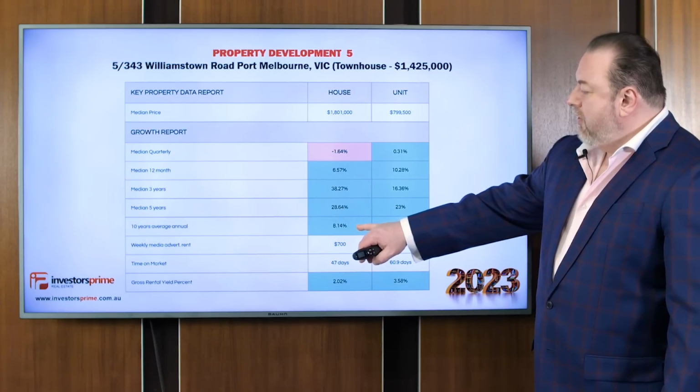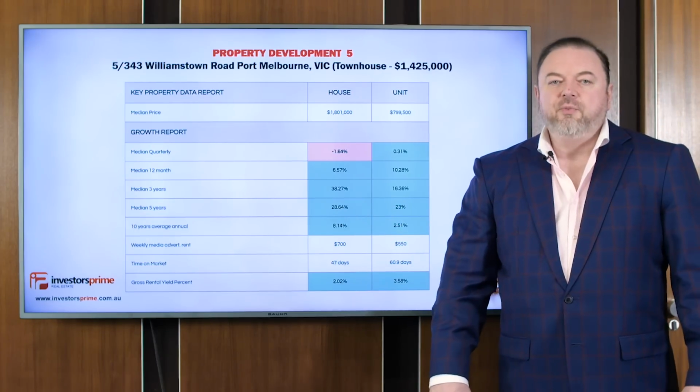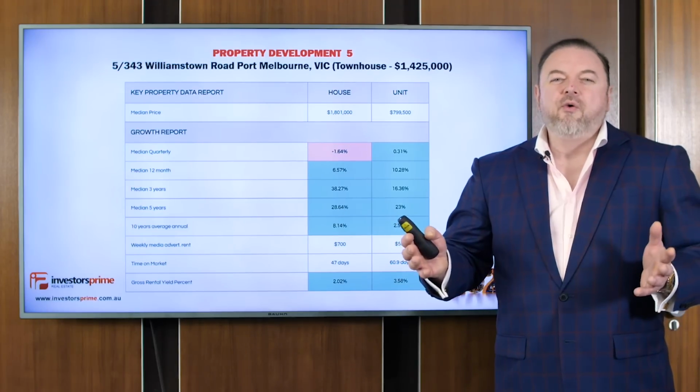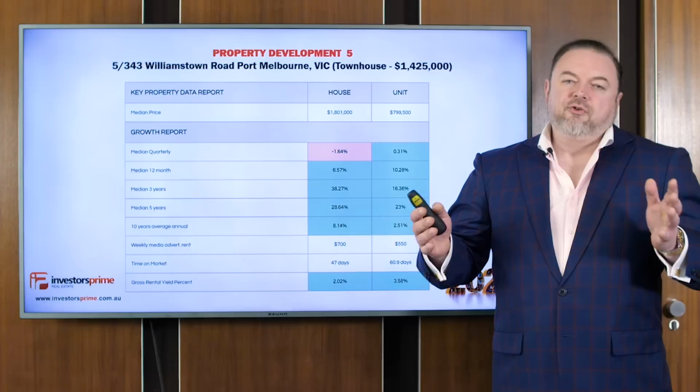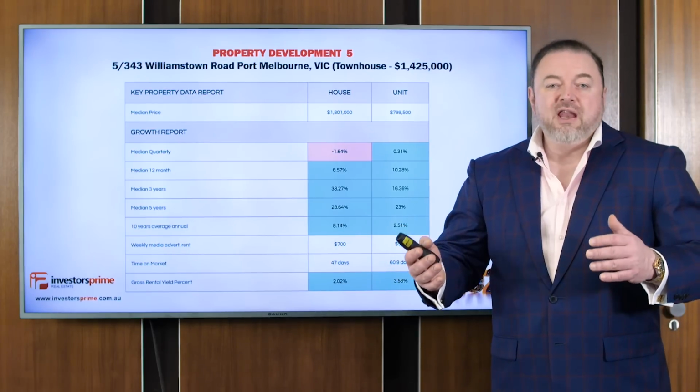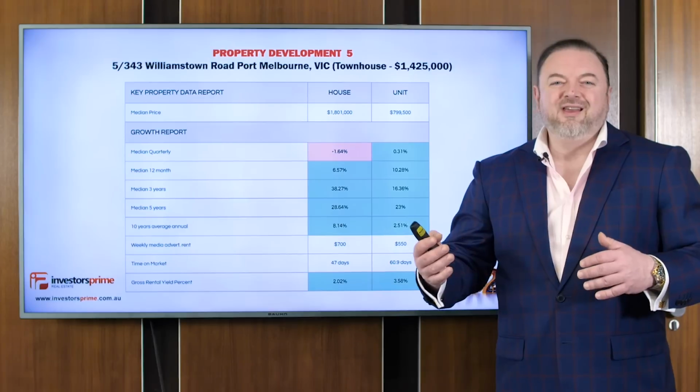10 years average, 8.14. The reason it's 8.14 is because you have a combination of all the properties and new properties. So some of the old Victorian properties that are unrenovated, where you've got 2 bedrooms and 1 bathroom, they haven't done too well. The new ones are doing 11, 12% per annum. The other ones are doing 6, 7%.